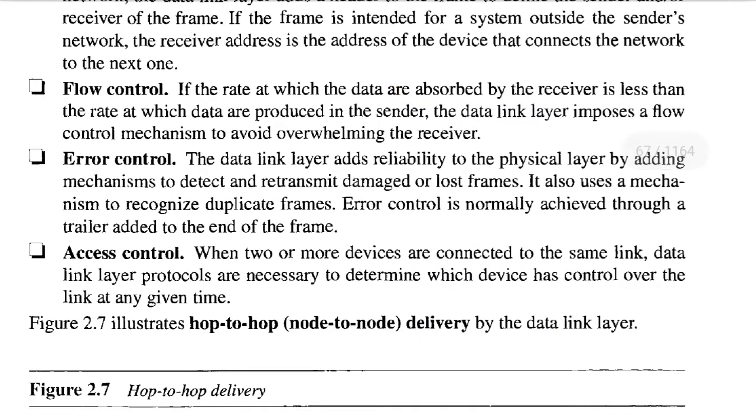Flow control. If the rate at which the data are absorbed by the receiver is less than the rate at which the data are produced in the sender, the data link layer imposes a flow control mechanism to avoid overwhelming the receiver. Error control. The data link layer adds reliability to the physical layer by adding mechanisms to detect and retransmit damaged or lost frames. It also uses a mechanism to recognize duplicate frames. Error control is normally achieved through a trailer added to the end of the frame.